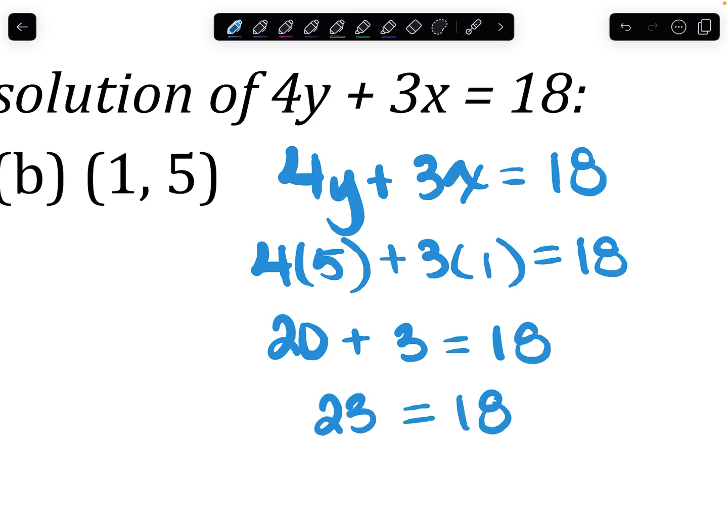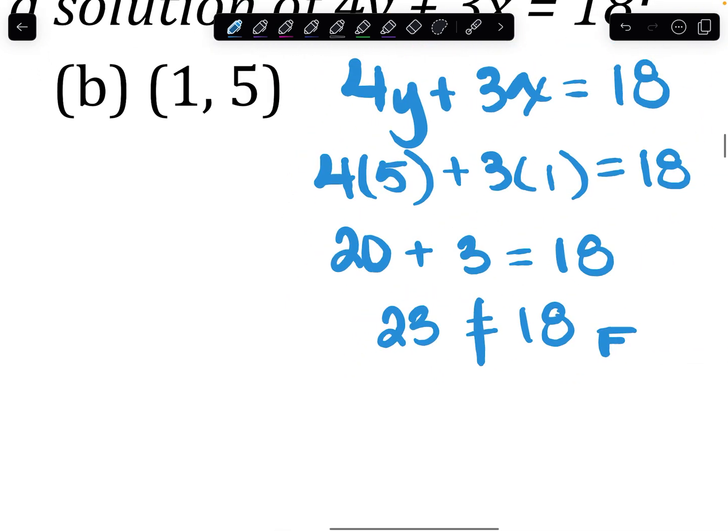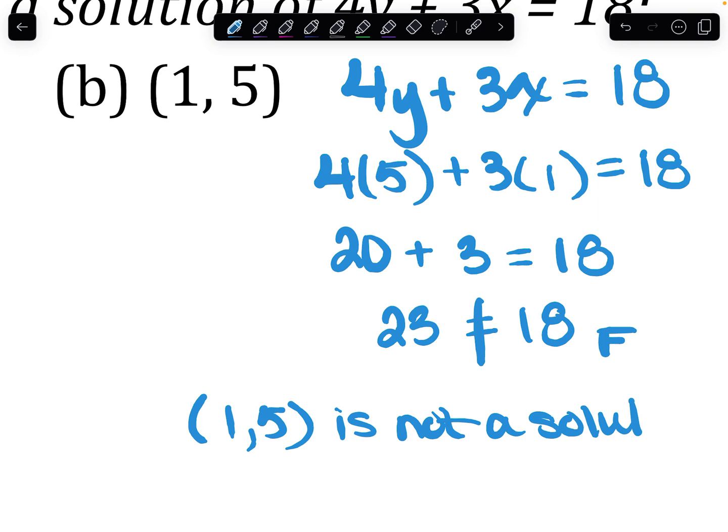So we're left with the end result, 23 equals 18, which clearly does not equal each other. So this is a false statement. Therefore, this is not a solution. So we would say the point 1 comma 5 is not a solution.